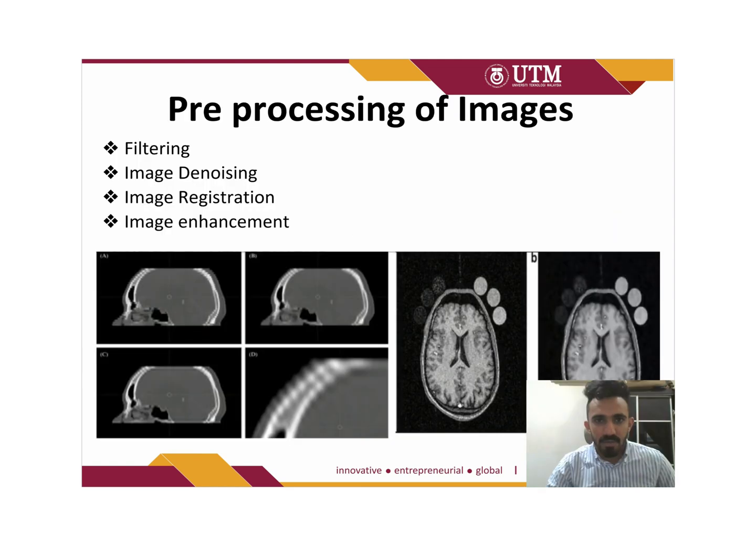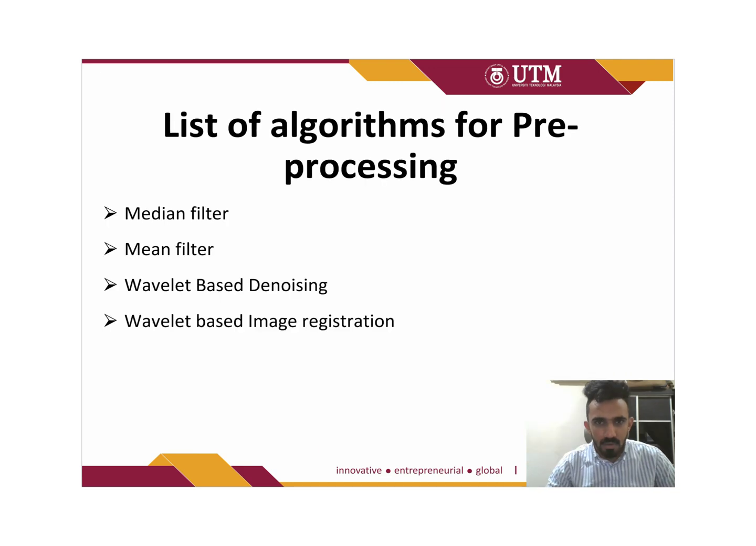Pre-processing of the image is divided into filtering, which is used to suppress the high frequency in the image and smooth the image. Image denoising, which is used to estimate the original image by suppressing the noise from the image itself. Image registration is used to align multiple sessions into a single integrated image, such as by rotation and scale. Image enhancement is used to improve the contrast and the sharpening of the image to enable further processing. There are some algorithms used for pre-processing.